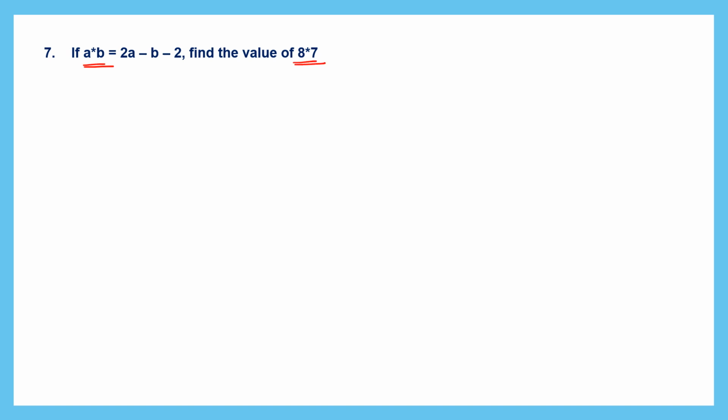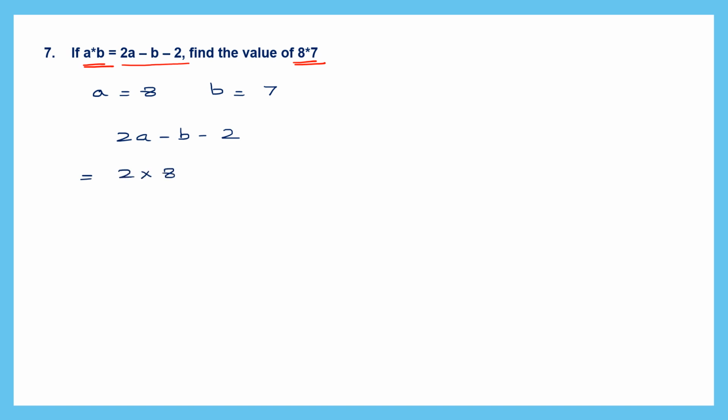So here you can see in the place of A, we can write 8 and in the place of B, we can write 7. Now let's work out this. So what is that? That is 2A minus B minus 2. So we're going to substitute A is 8 and B is 7. So let's do that.